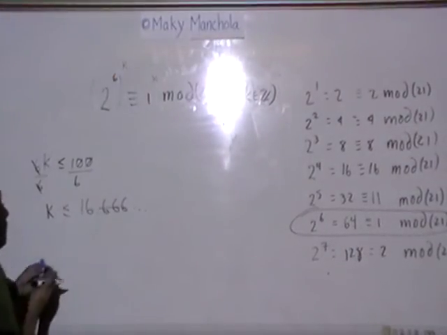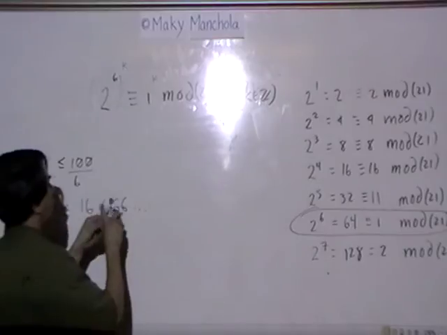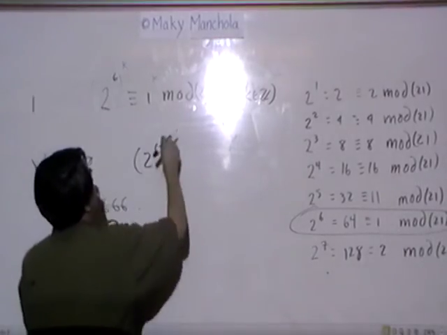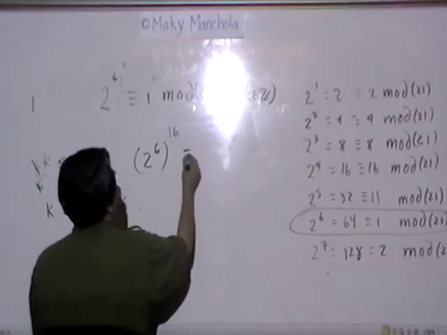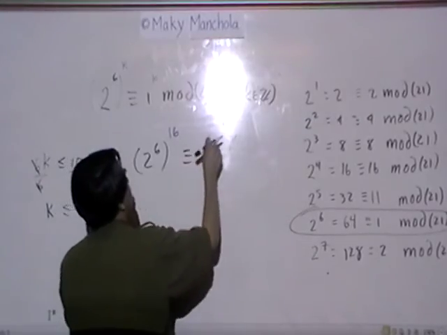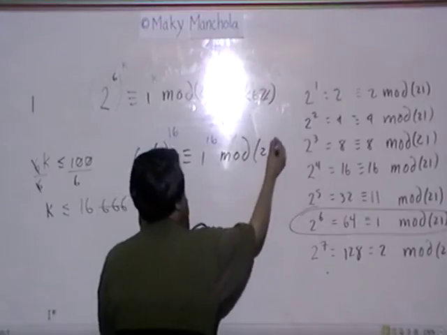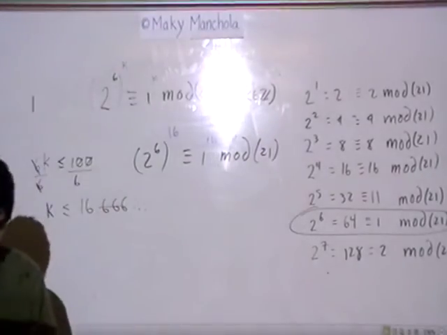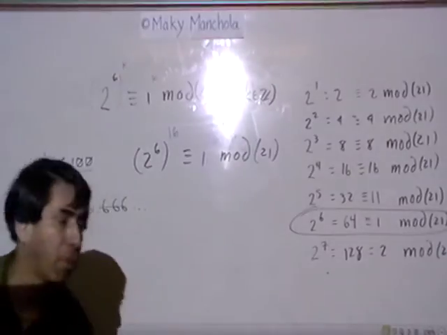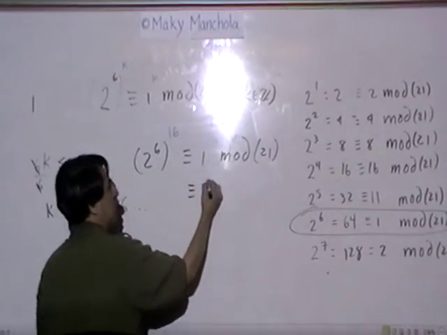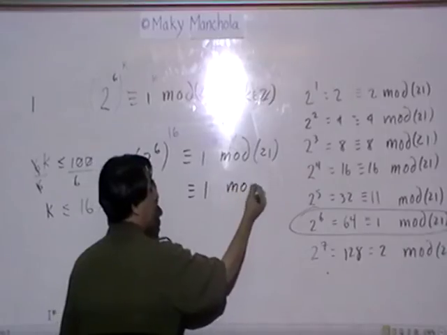Let's ignore that. Let's make k equal 16. So we're raising 2 to the 6 to the 16. That should be congruent to 1 raised to the 16 mod 21. Notice that this is our fourth property. We're applying our fourth property for congruence. Right hand side, 1 to the 16 is 1. Very, very simple.